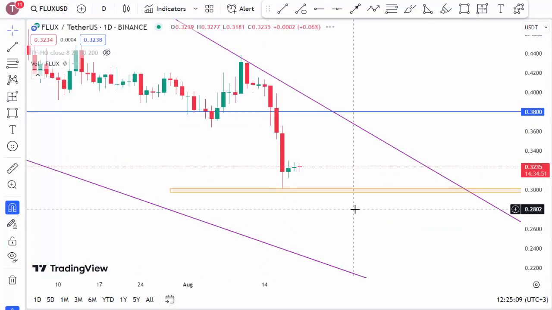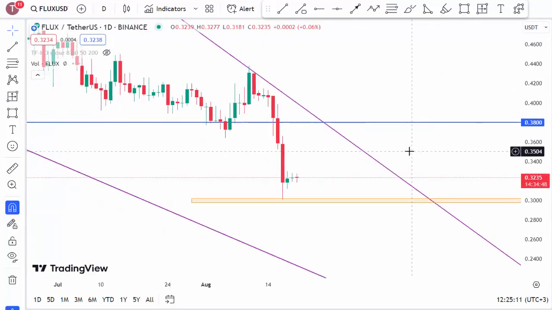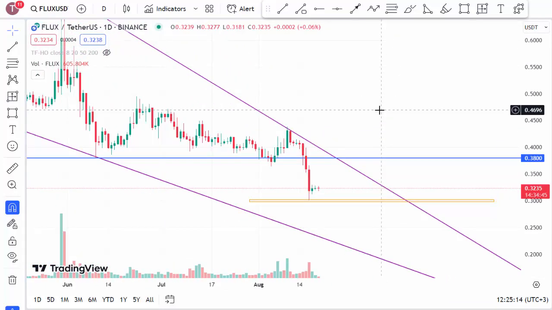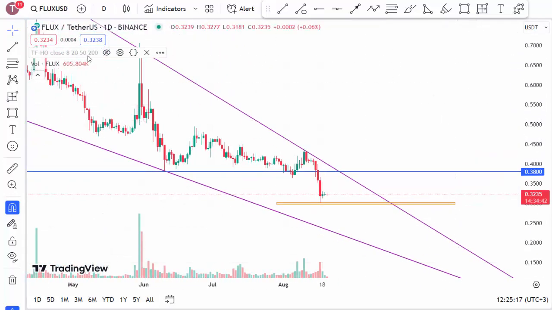If we decide to enter at these levels, it's advisable to place a stop-loss level just below the entry point. So, being cautious is crucial.